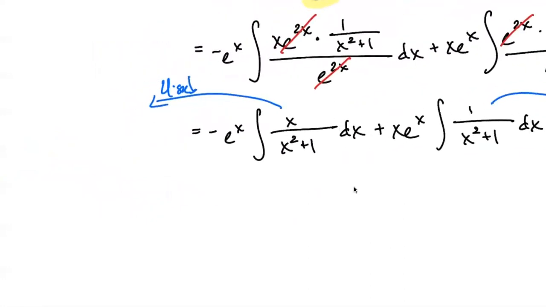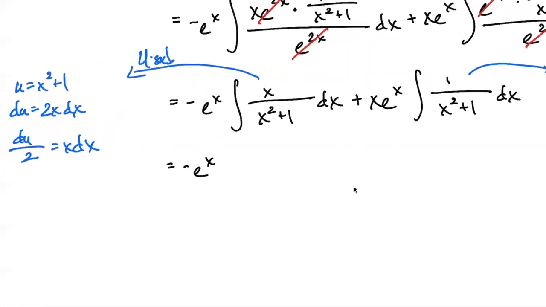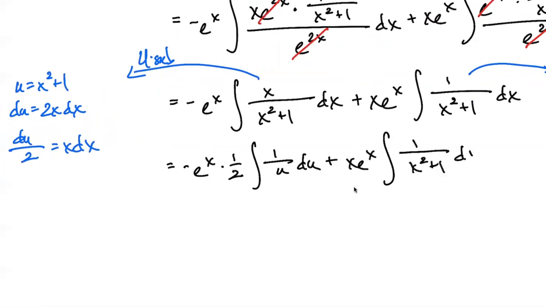All right, I'm going to go ahead and set up the u sub for this first term. We're going to let u equal x squared plus 1, du equals 2x dx, and I'm going to divide both sides by 2. So everywhere I see x dx, I'm going to be able to substitute in du over 2. And this is going to give me negative e to the x times 1/2. So I'm going to go ahead and pull that constant right out, the integral of 1 over u du, plus x e to the x integral of 1 over x squared plus 1 dx.